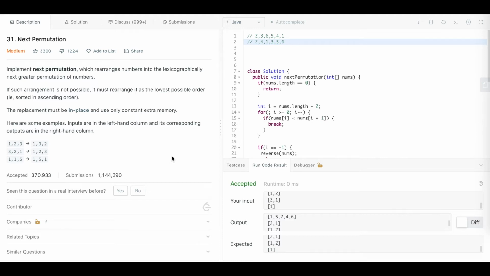Hi everyone, today let's talk about the LeetCode problem 31, Next Permutation. If this is the first time you have heard of the next permutation, you may wonder what it is.